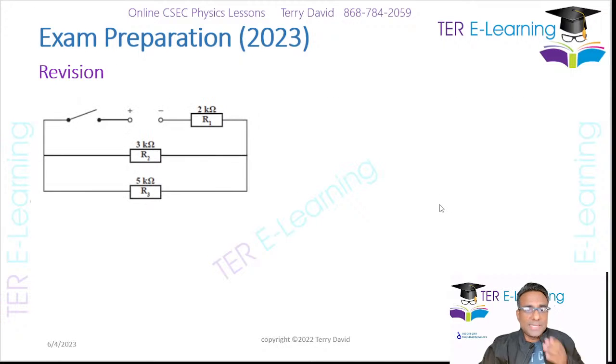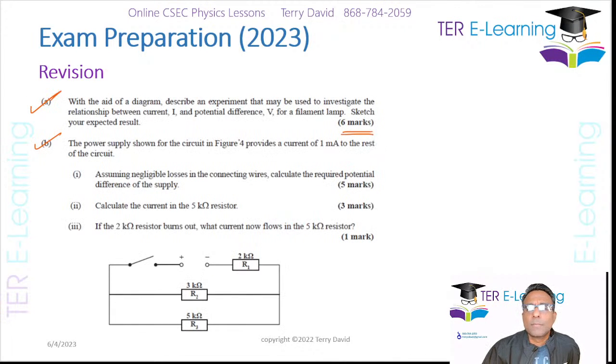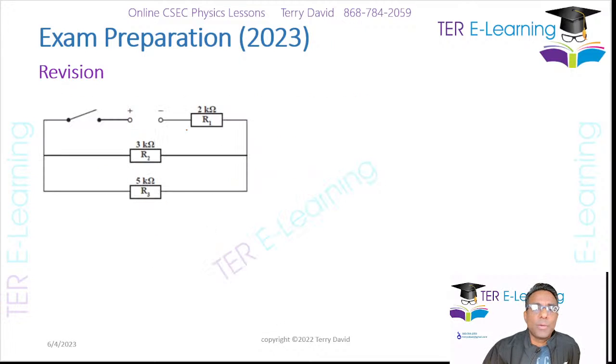Right, so this is the circuit that we have here. They said that the circuit provides 1 milliamp, so the power supply is providing 1 milliamp. Current is going to flow through the positive terminal, so you have 1 milliamp flowing through here.